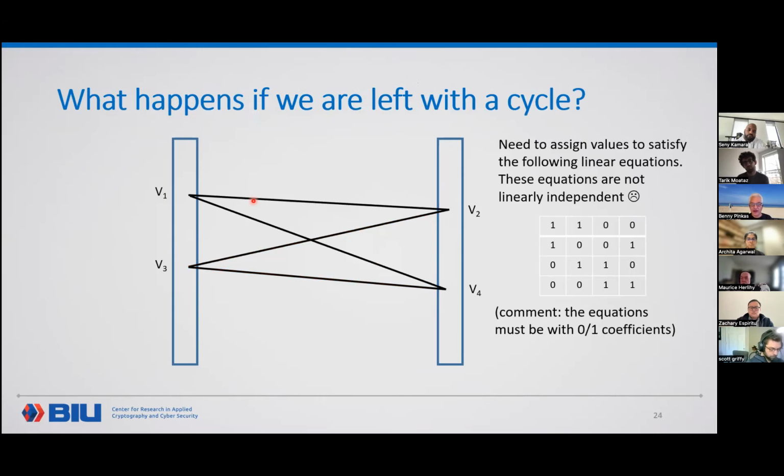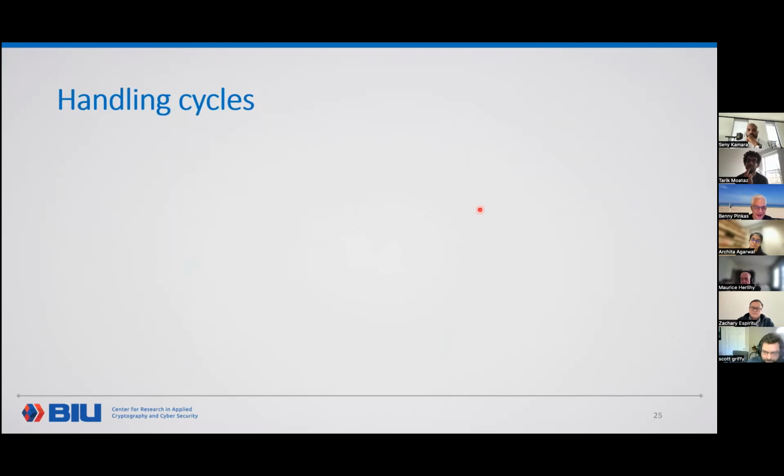Now, what happens if we are left with a cycle, where there's no node of degree 1? We need to put values that satisfy these 4 constraints. Apparently this is impossible because the equations we have here are not linearly independent. This is because we are doing XORs, so we only have 0, 1 coefficients. I looked at it for a long time. There's no way to solve these things. So we're stuck.